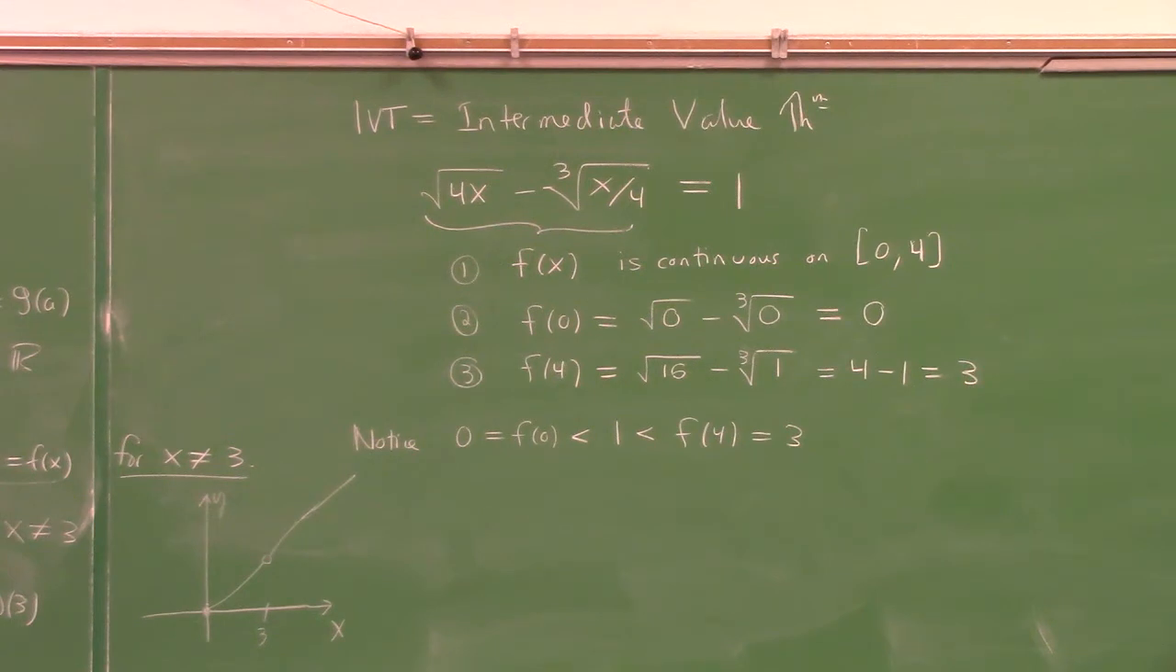So 1 is a value between f of 0 and f of 4, right? So what does the intermediate value theorem say? As you're thinking about this homework problem, the first thing you should do is read the intermediate value theorem and make sure you understand what it says, because that's kind of the whole point of this problem.